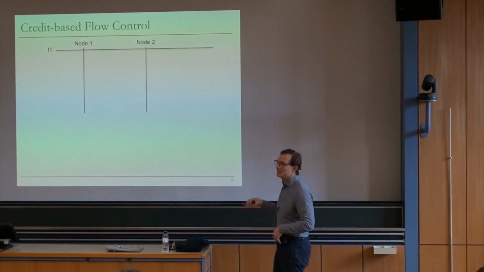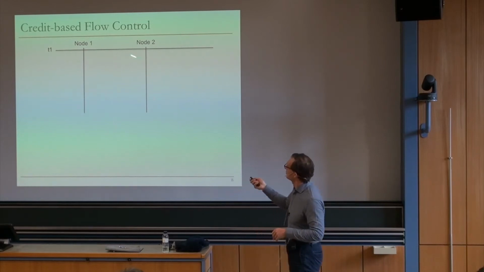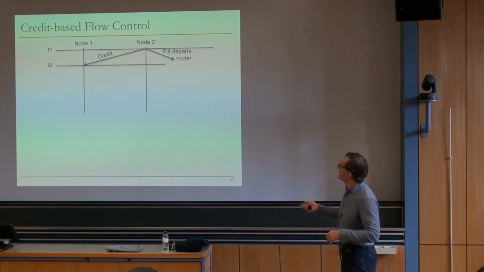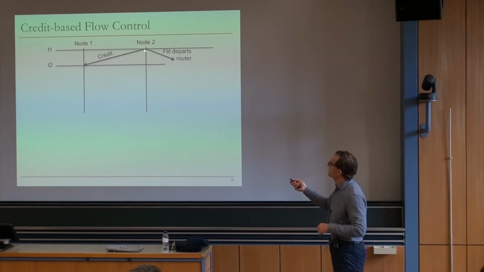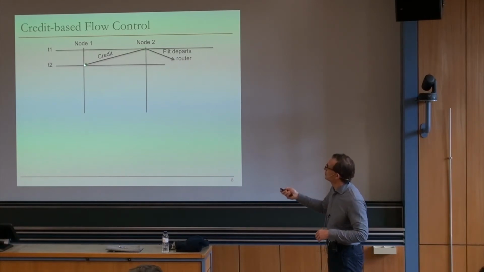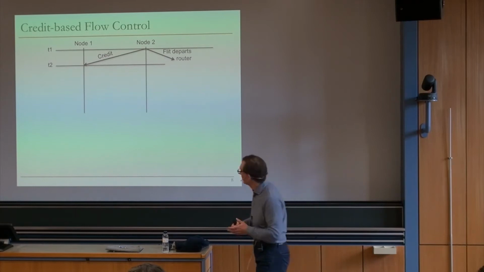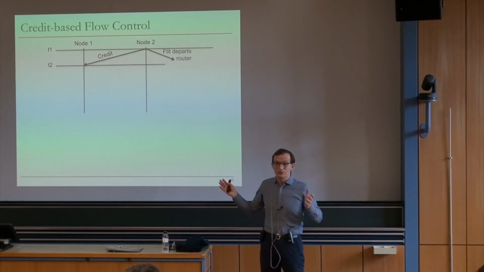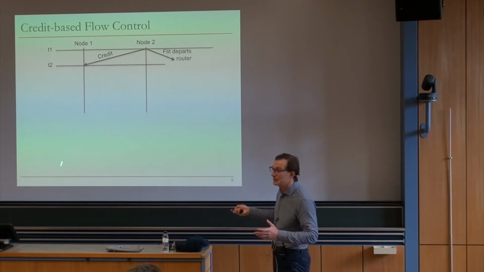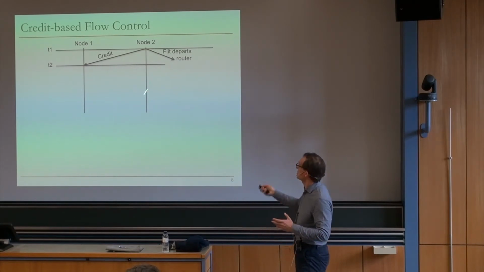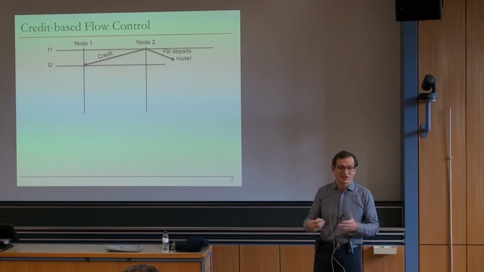Okay, let's take a look at credit-based flow control. You have node 1 and node 2 over here. Let's assume that at some point a flit leaves node 2's router. Now you have one buffer available. And at time t1, node 2 sends a credit to node 1. Of course, in this case, it's just node 2 and node 1, right? What if you have node 1, node 3, node 4, node 5 that can potentially send to node 2?